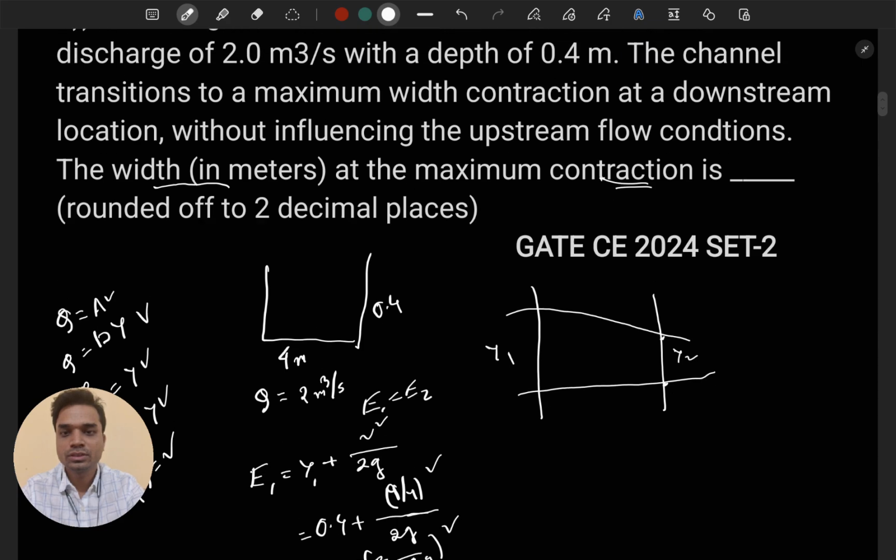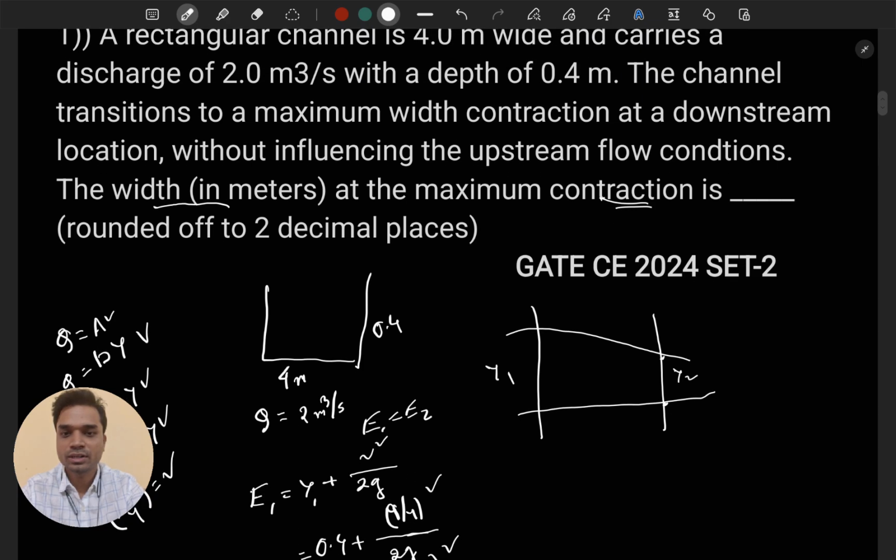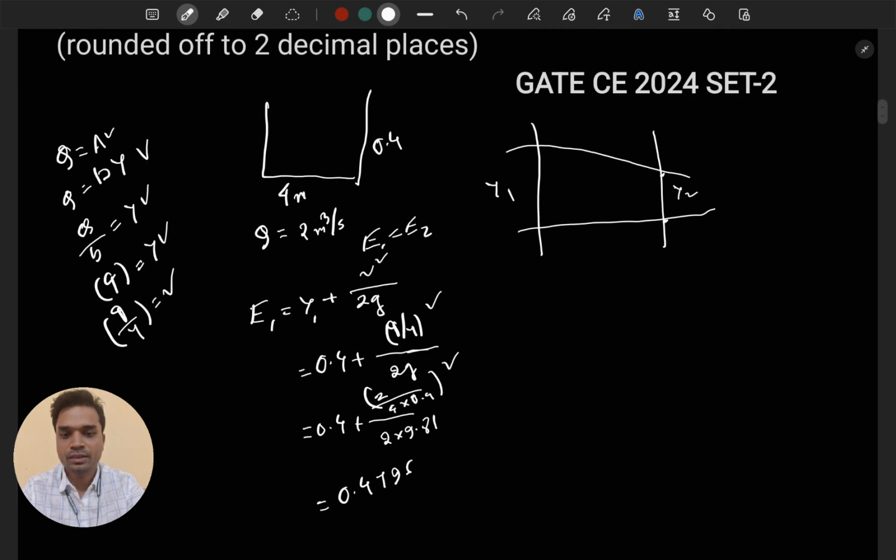Now they are looking for the maximum contraction. In that situation, we know that maximum contraction will happen in the critical condition. Then in that condition E1 is equal to EC, and EC equal to 3 by 2 into YC. Find out the value of YC.